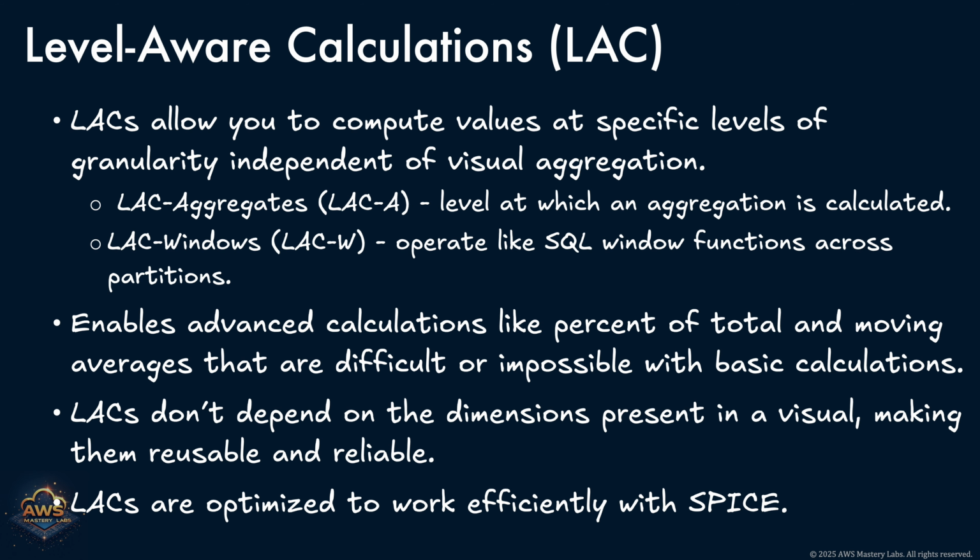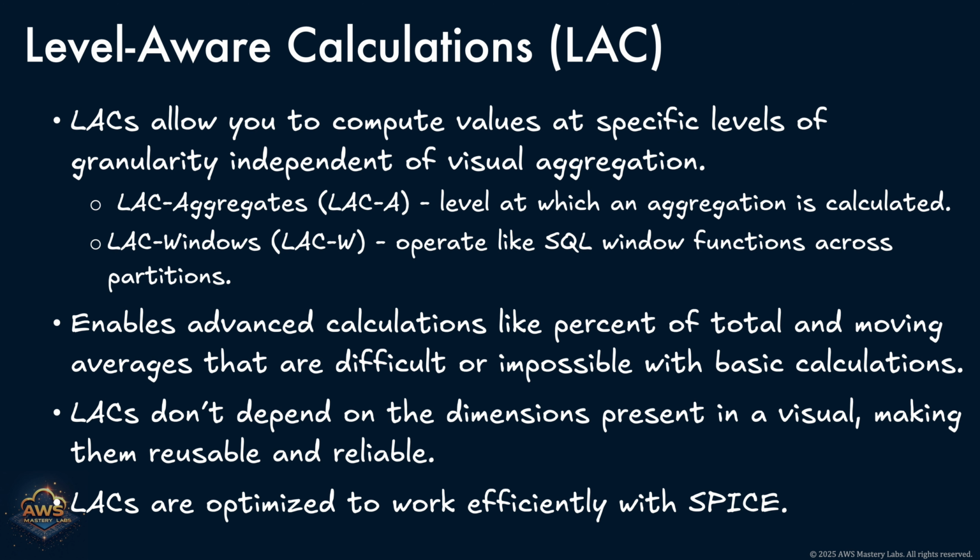One of the most powerful features in Amazon QuickSight for advanced analytics is level-aware calculations, or LACs. These calculations give you granular control over how aggregations are computed, independent of the dimensions present in a visual. QuickSight supports two types of LACs. First, there's LAC-A, short for LAC aggregate. This allows you to define the exact dimensions at which an aggregation should be performed. For example, you might want to calculate revenue at the country level, even when the visual is grouped by product or sales channel.